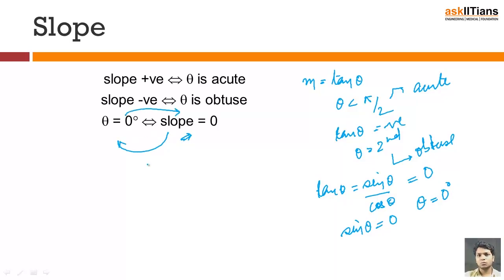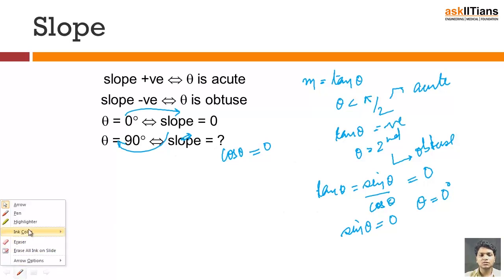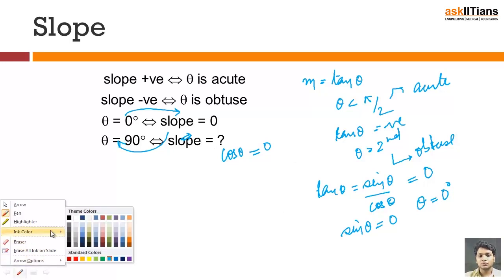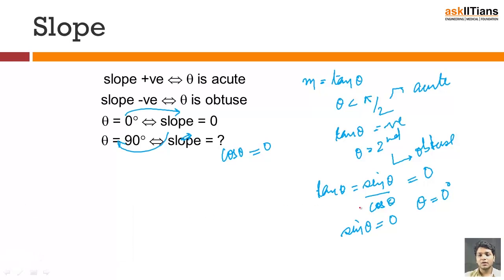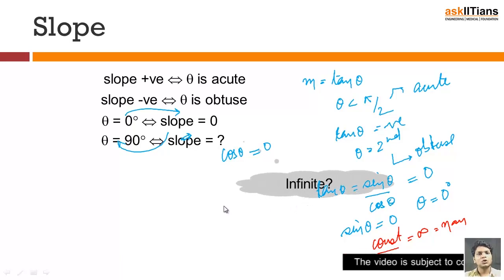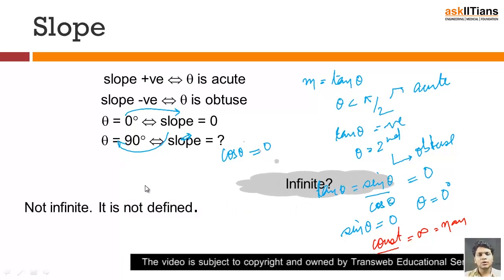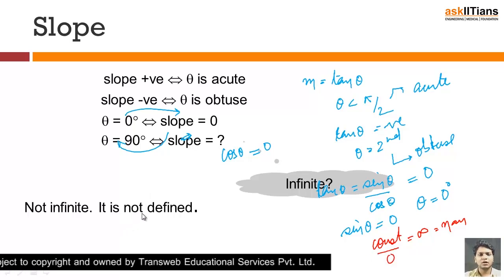But there is a crucial point. What will happen if cos theta becomes 0? That is the next case. If theta is 90 degrees, what will happen with the slope? If theta is 90, the cos theta, that is the denominator part, will become 0, right? And if the denominator has become 0, something constant upon 0 is infinity, and that is not a number. We cannot quantify infinity. So what does that mean? The slope is infinite? No. If theta is equal to 90 degrees, slope is not defined for that kind of line.